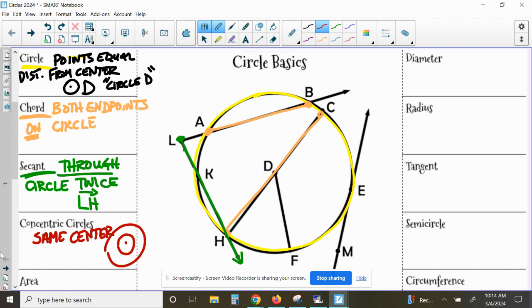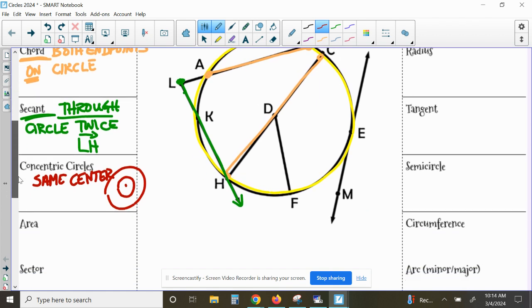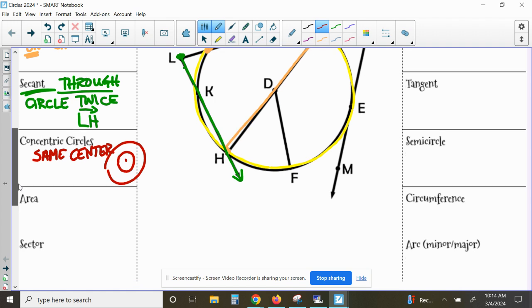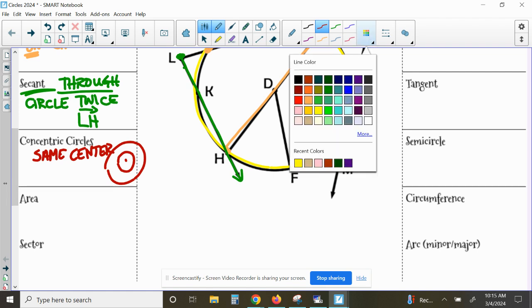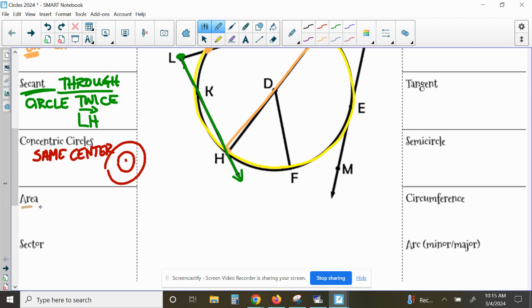Okay, I'm going to scroll a little bit. Area. What is area anyways? Area is the square units inside. I'm going to do this in a tan color. Area is square units inside.